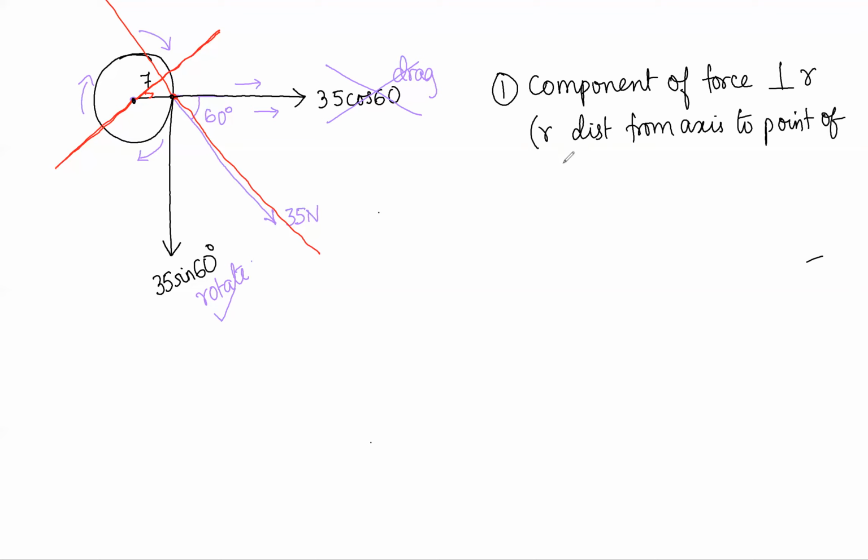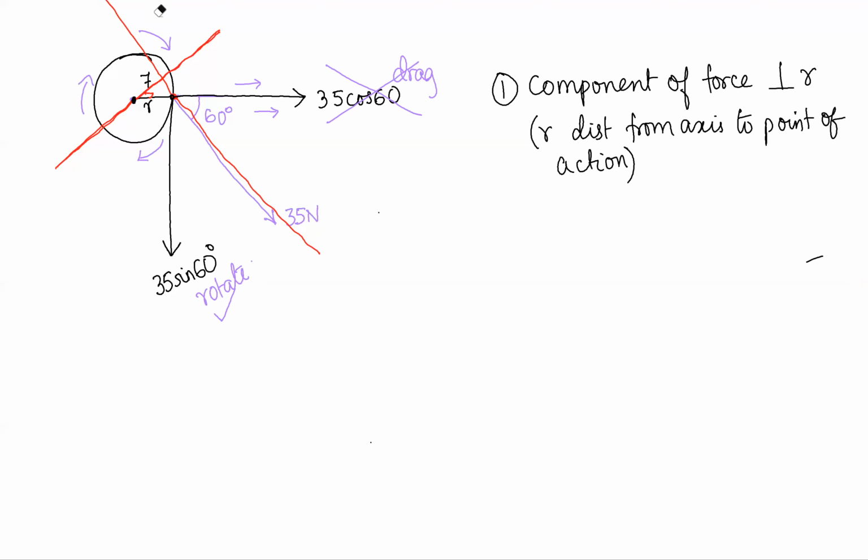Okay, these are two separate methods. They'll give you the same answer, so you can choose whichever you like. In a given situation, one of these two methods will be easier, and maybe both will be easier for you. It's up to you. So, component of force perpendicular to R. What is R? R is exactly what's given to us: R is 7 centimeters. It is the distance from the axis to the point of action.